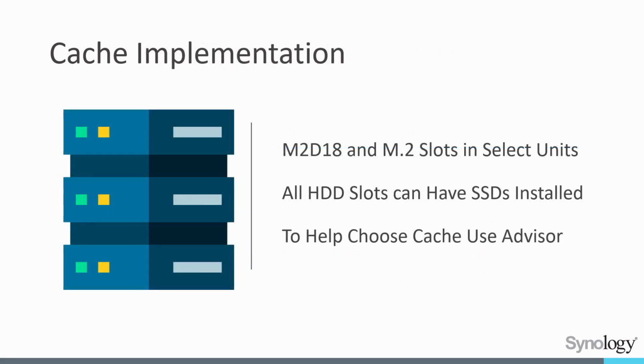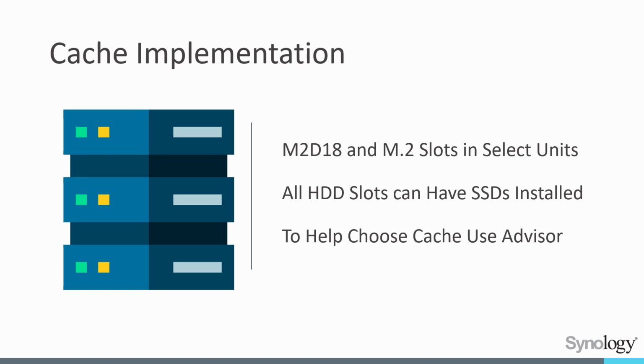So let's talk about implementing a cache. We have 3 different options for implementing a cache. We have an M2 D18 card that is compatible with pretty much any unit that has a PCI slot, except for the SA series. What's great about the M2 D18 is it gives you 2 M2 slots on a PCIe card that you can then use for SSD caching.